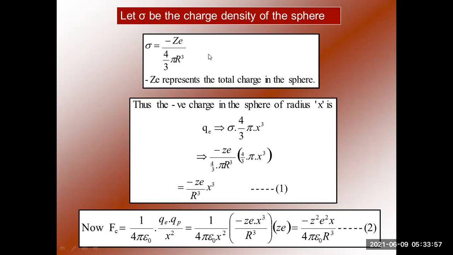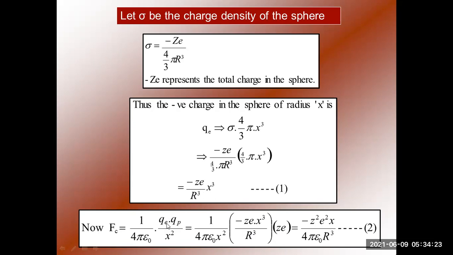Now, I already told you there is an existence of Coulombic force. So what is the basic mathematical formula of Coulombic force? That is given by 1 by 4 pi epsilon naught QE into QP by x square. So that is equal to 1 by 4 pi epsilon naught x square into minus Ze x cube by R cube into Ze. QE we just calculated here. You can see the QE value is minus Ze by capital R cube into x cube.